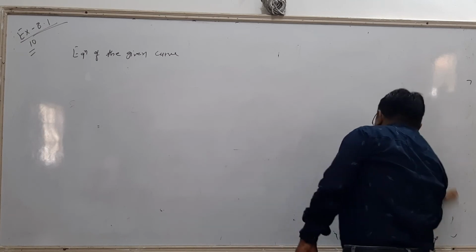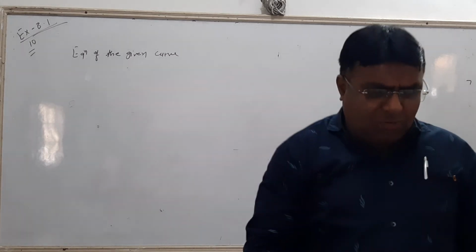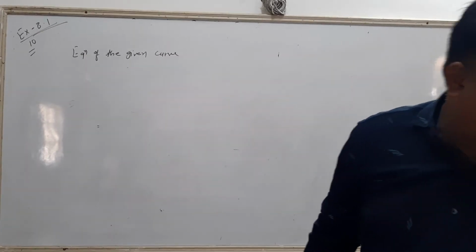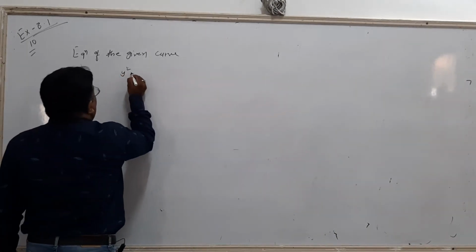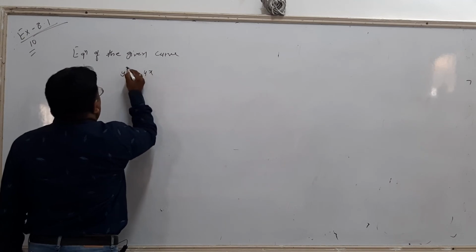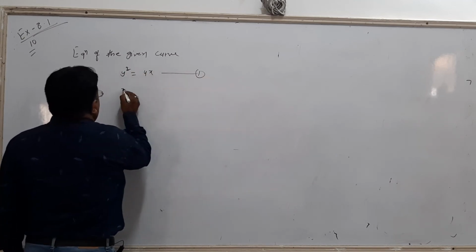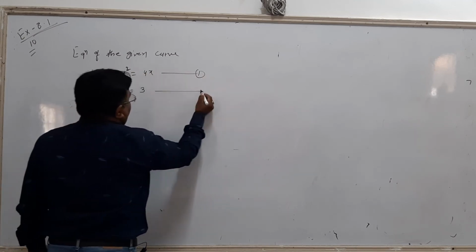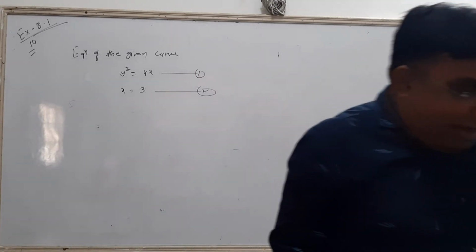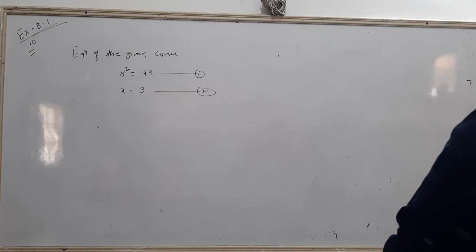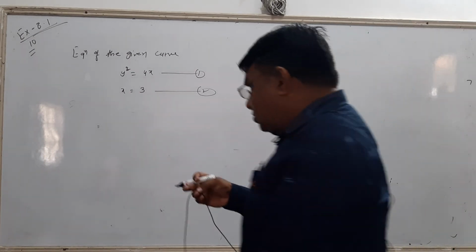So now look here, question number 11, y square equals to 4x and line x equals to 3. Now given is y square equals to 4ax, this is a parabola, and the second thing given is a line x equals to 3, right? Y square equals to 4ax is a parabola, and x equals to 3 is a line. Find the area of the region bounded by these 2 curves.